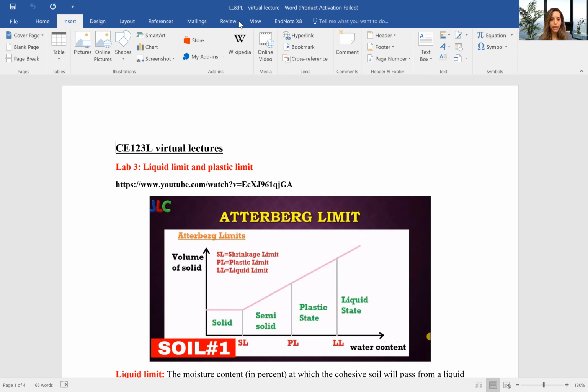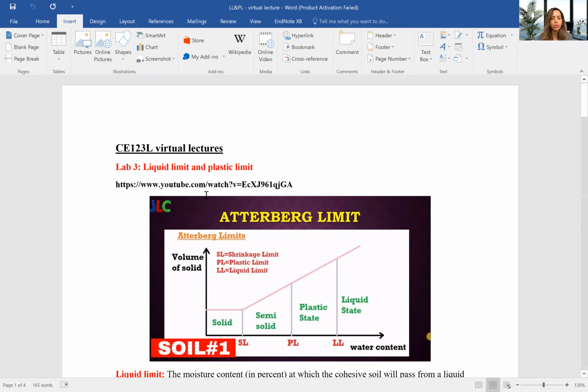If you have a dry soil and you mix it with water, it's going to become like a liquid, like a paste. And if you start playing with it or let it set, it starts to dry out. The water content at which the soil moves from a liquid state to plastic state, we call liquid limit. And the moisture content at which soil moves from plastic state to semi-solid, we call plastic limit. And the moisture content at which soil moves from semi-solid to solid state, we call shrinkage limit. So you need to know the definitions for liquid limit and plastic limit for this class.